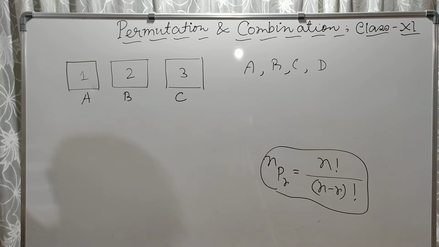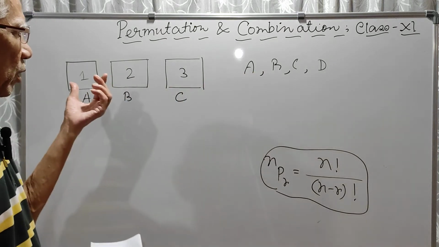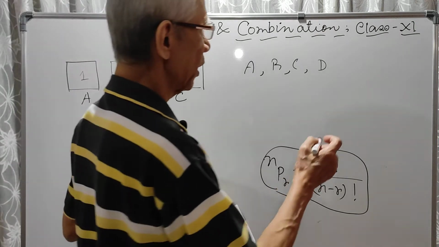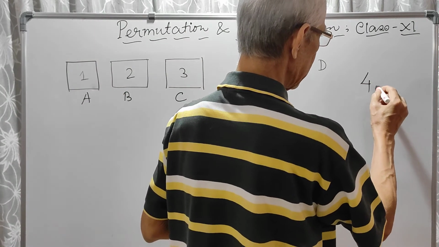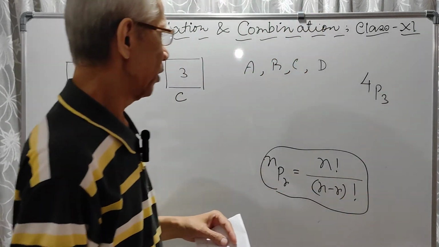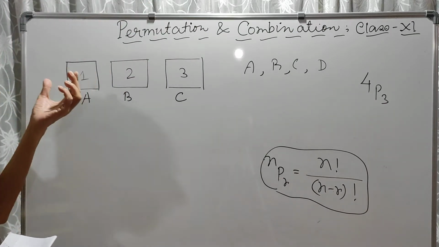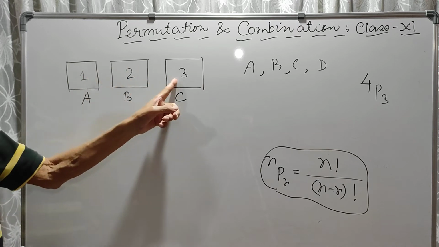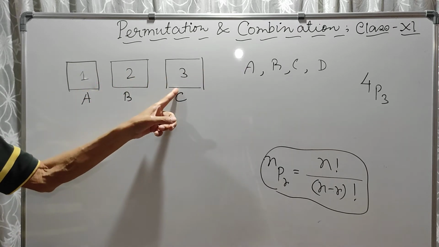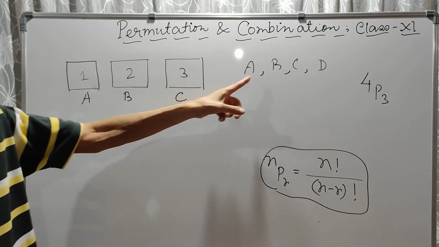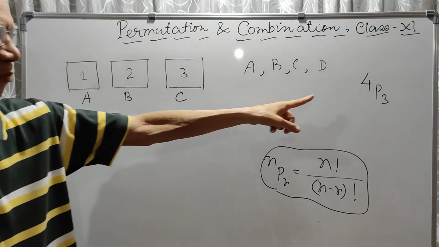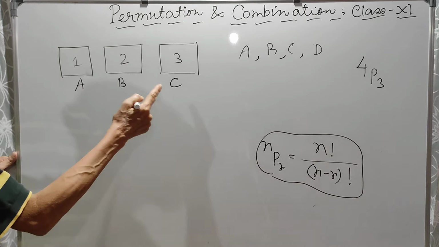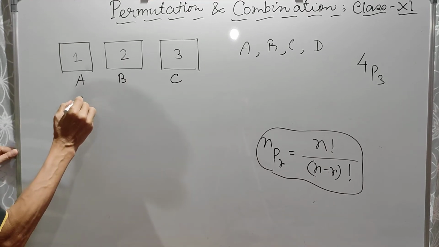All right. Now out of 4, there are only 3 chairs. That means it will be 4p3. We have to find the number of arrangements. That means number of permutations. But there are only 3 things. Only 3 students can be accommodated. So out of 4, 3 at a time. So 4p3. Right. Now this is one permutation, ABC.